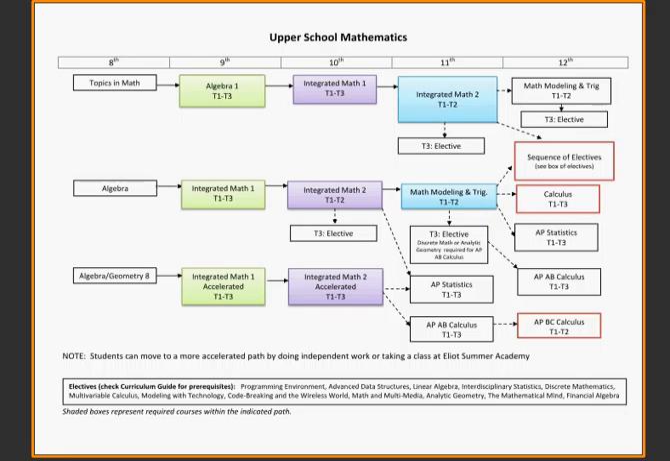Students who want to take AB Calculus in grade 12 must take either Analytic Geometry or Discrete Math in T3 of junior year. Current Integrated Math 2 Accelerated students will register for AP/AB Calculus and/or AP Statistics T1 through T3. Any rising junior who has completed Integrated Math 2 regular or accelerated can double up with AP Statistics or other math electives.